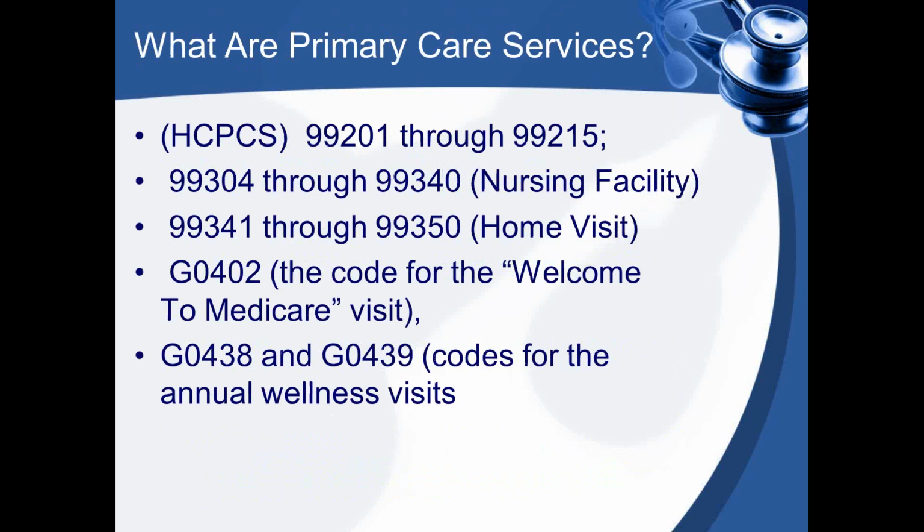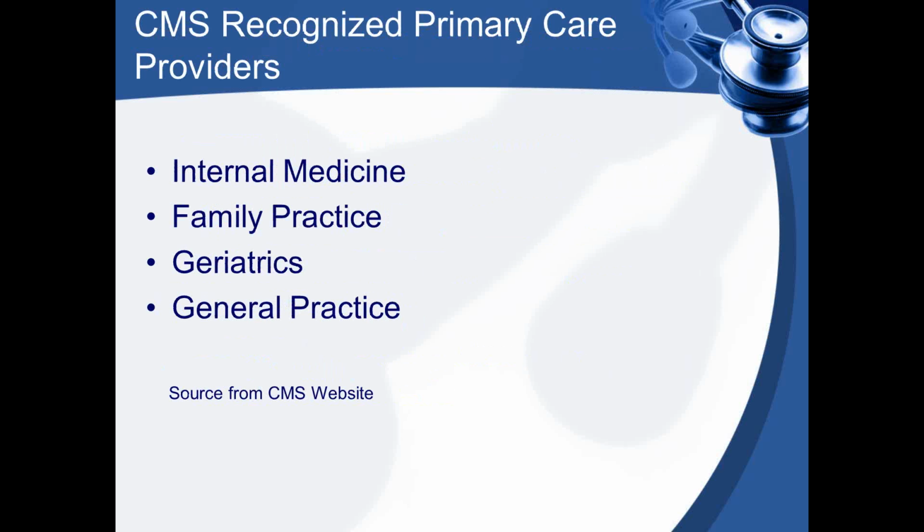What are primary care services? 99201 through 99215, the nursing facility codes 99304 to 99340, and the home visits 99341 to 99350, as well as the Welcome to Medicare visit G0402, and the G0438 and G0439 wellness visits. Again, CMS recognizes only 4 classes of primary care providers because this is for Medicare beneficiaries only. This program was designed specifically for that. So it's internal medicine, family practice, geriatrics, and general practice.